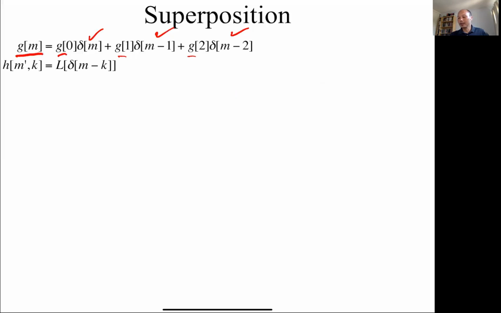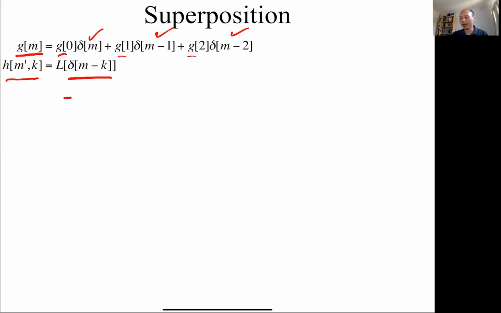And I can imagine coming up with an impulse response, h of m prime k, which is the response of my system to a delta function located at k. Remember, anytime I have something like delta m minus k, that means the delta function is located at k, right? I'm going to map out the first step, and then we're going to go to the next slide, which shows it in more detail.